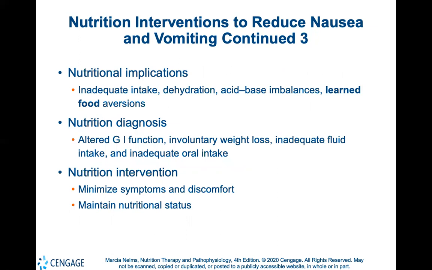Nutritional implications: inadequate intake, dehydration, acid-base imbalances, learned food aversions. Nutrition diagnosis could include altered GI function, involuntary weight loss, inadequate fluid intake, and inadequate oral intake. Nutrition intervention should include minimizing symptoms and discomfort and maintaining nutritional status.